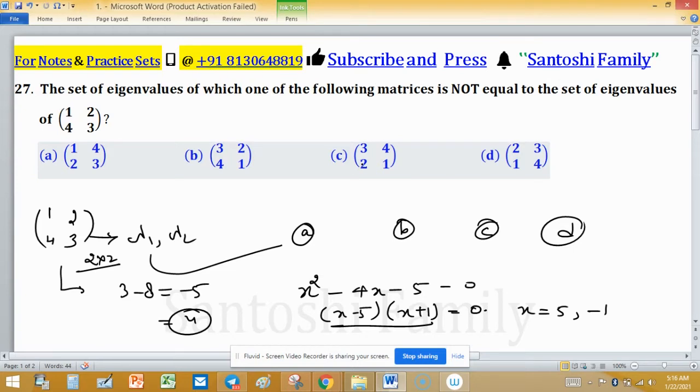Similarly for C, and the trace of matrix D is 6, which is not equal to the trace of the given matrix, 4, so option D is our right choice here.